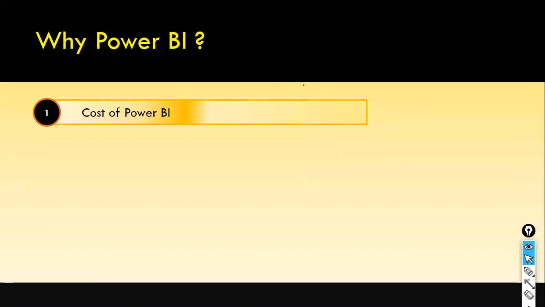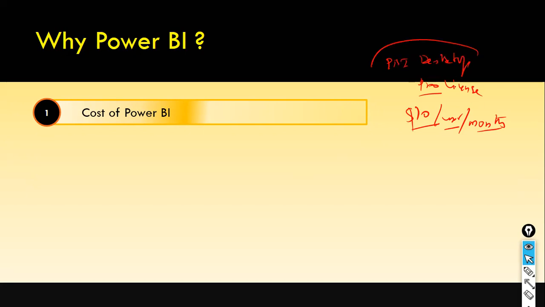It's hardly $10 per user per month if you go for the Pro license. The Power BI Pro license costs you just $10 per user per month. That's it. It's that much cheaper. The other salient feature is Power BI Desktop. Power BI Desktop is absolutely free. You can go and download it from the Microsoft website. It is absolutely free, and it is not a trial version. It's the original one. You can use it as long as you want.